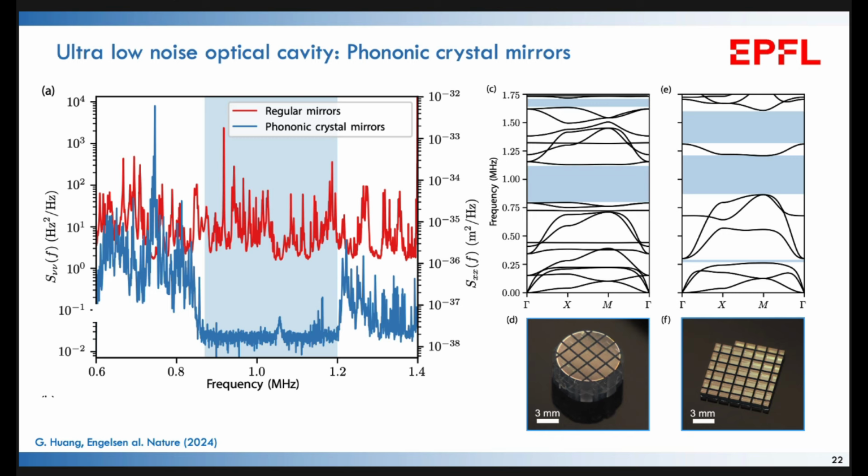And now, how do you create such a mechanical band gap? He literally took the mirror and just diced it. The same dicing used in the clean room for singulating chips. And surprisingly, the finesse of these mirrors did not change. We still have a finesse of close to 100,000 in this cavity.